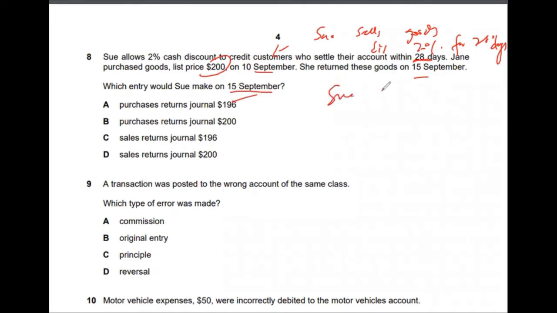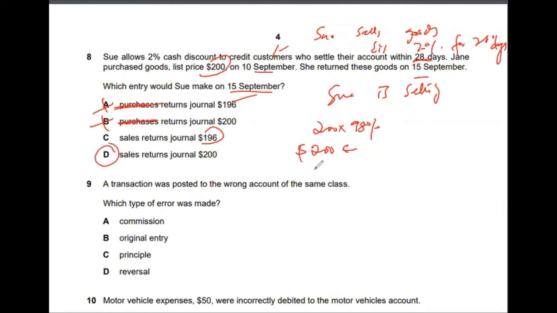Again, Sue is selling. So we are not concerned about the purchases journal here, nor the purchases return journal. It's clearly a sales return journal. So option A and option B are incorrect. You are down to 50-50. Which option do you choose? Do you take the discounted price, which is 200 times 98%, or the entire $200? The correct answer to multiple choice 8 is option D.